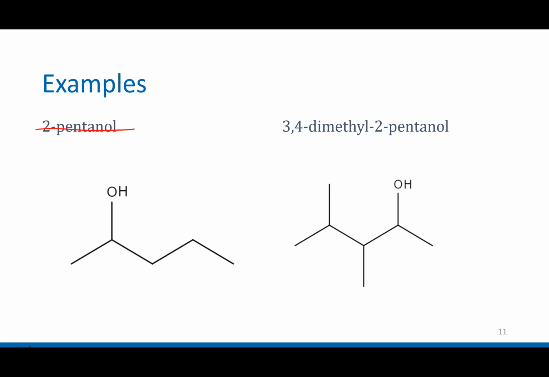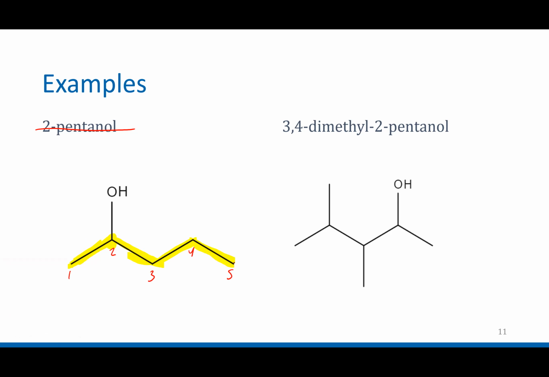Okay, I want to count my longest carbon chain. Well, my longest carbon chain is here. Note that I don't start in the middle, like I'm not going to start at the OH. I'm going to start nearest to the OH. So then I number my carbons. So 1, 2, 3, 4, 5. Okay, so that's it. This is pentane.